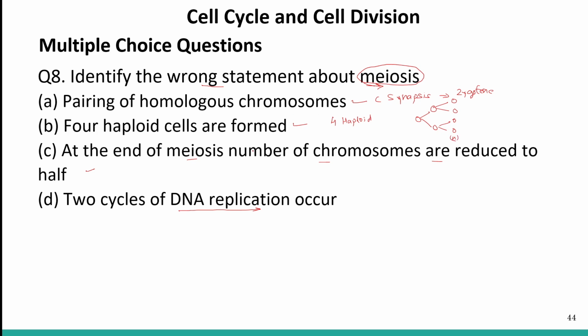Now, at the end of meiosis, chromosomes are reduced to half. This is also true. From a diploid, haploid condition is attained. And 2 cycles of DNA replication. So what happens during meiosis? First, we have the interphase. DNA replication takes place during the S phase.